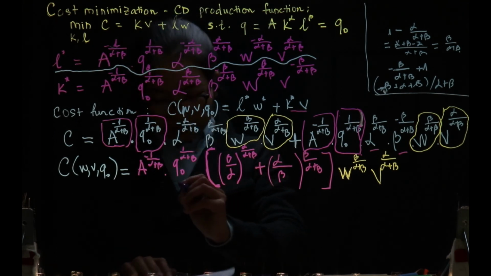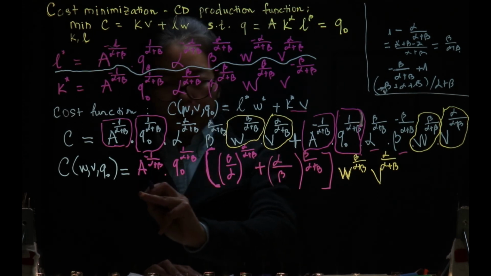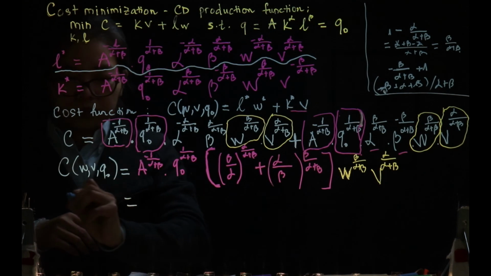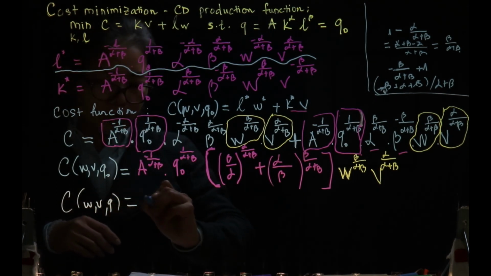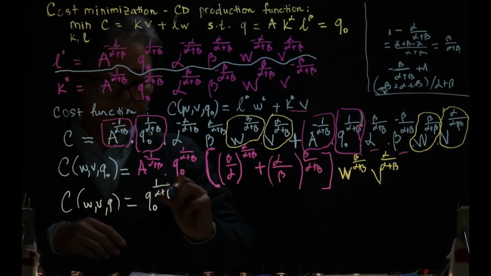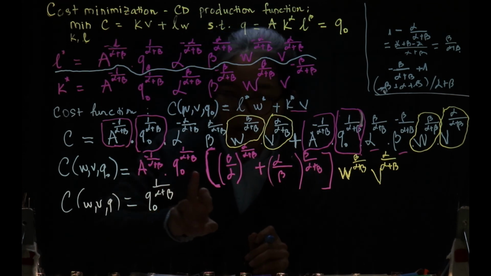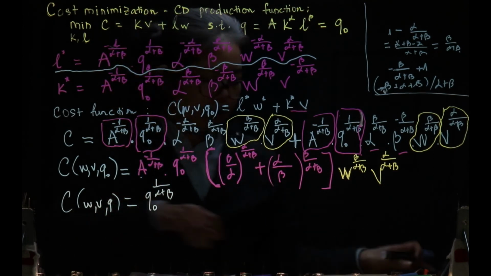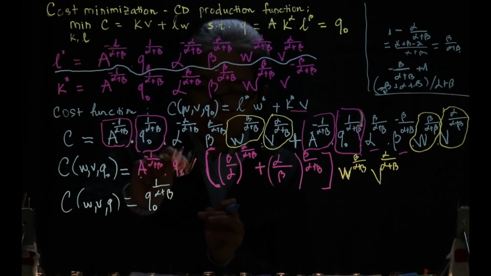So now, if we put Q0 ahead, 1 over alpha plus beta, and you rearrange it in the way that you put A over here. Now let me rewrite it so that it's not confusing, okay?